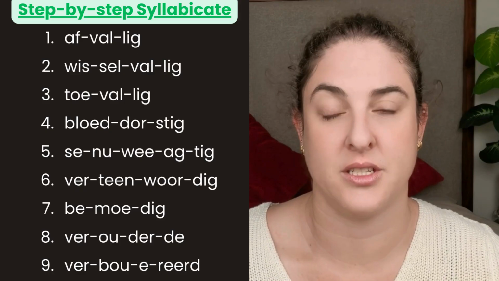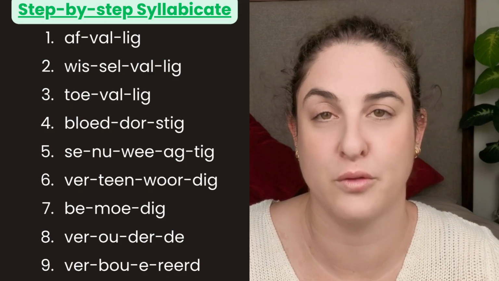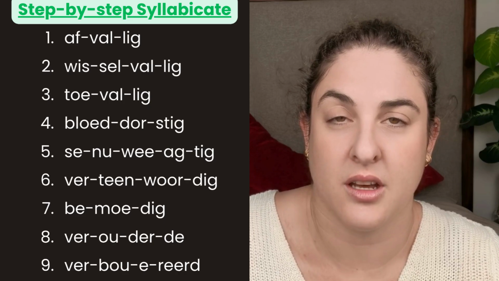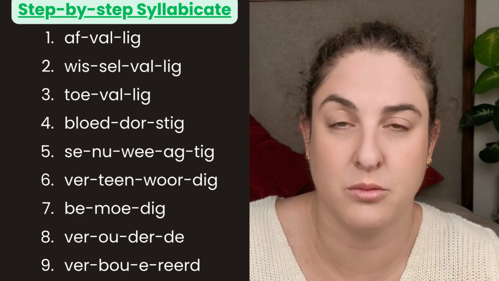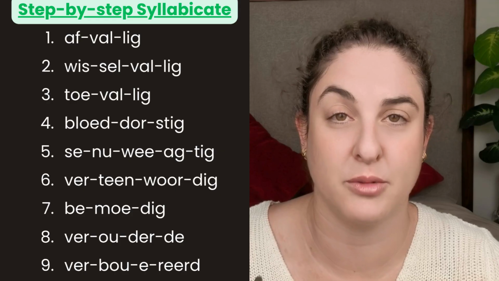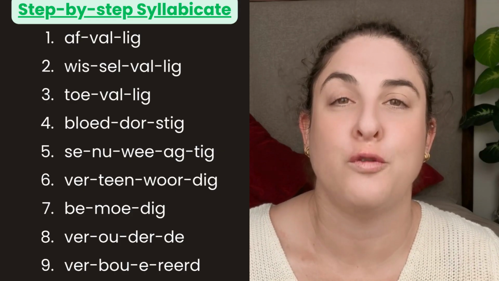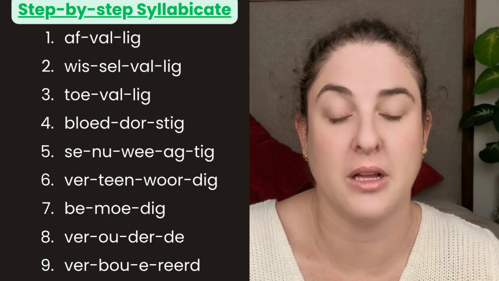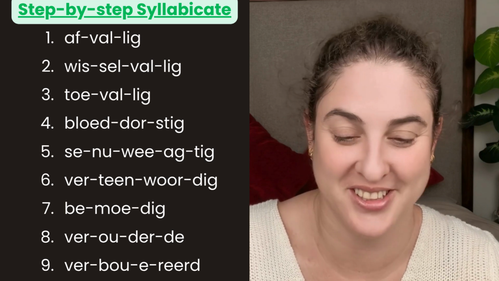Now the word wis is used in Afrikaans in sayings like die wis and die onwis. So technically it is a word. But it doesn't matter. The syllabication of that word will be the same irrespective of whether you see it as a word or you just divide it between the double consonants. The next one, toevallig. Again, toe is a word. Val is a word, and lig is a word, as we've said before, so simple.